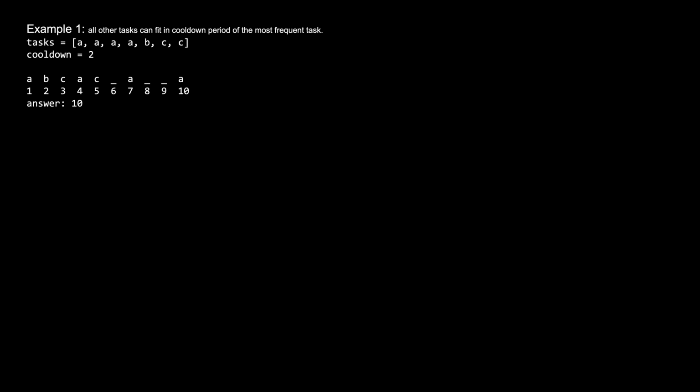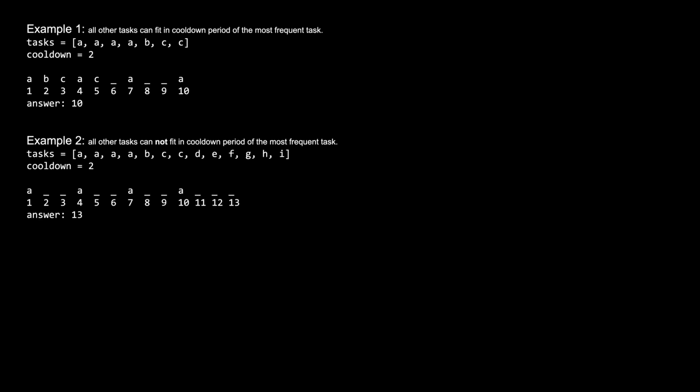Example 1 demonstrates one of the cases when all the other tasks can fit in the cooldown period of the most frequent task. As you can see, here, the 2 C's and 1 B can fit within the cooldown periods between processing the A's being the most frequent. Here's another example. In this example, the most frequent task is still A with a count of 4, but this time, all the other tasks cannot fit within the cooldown periods. We need 3 more seconds for the other tasks, bumping the final answer to 13.